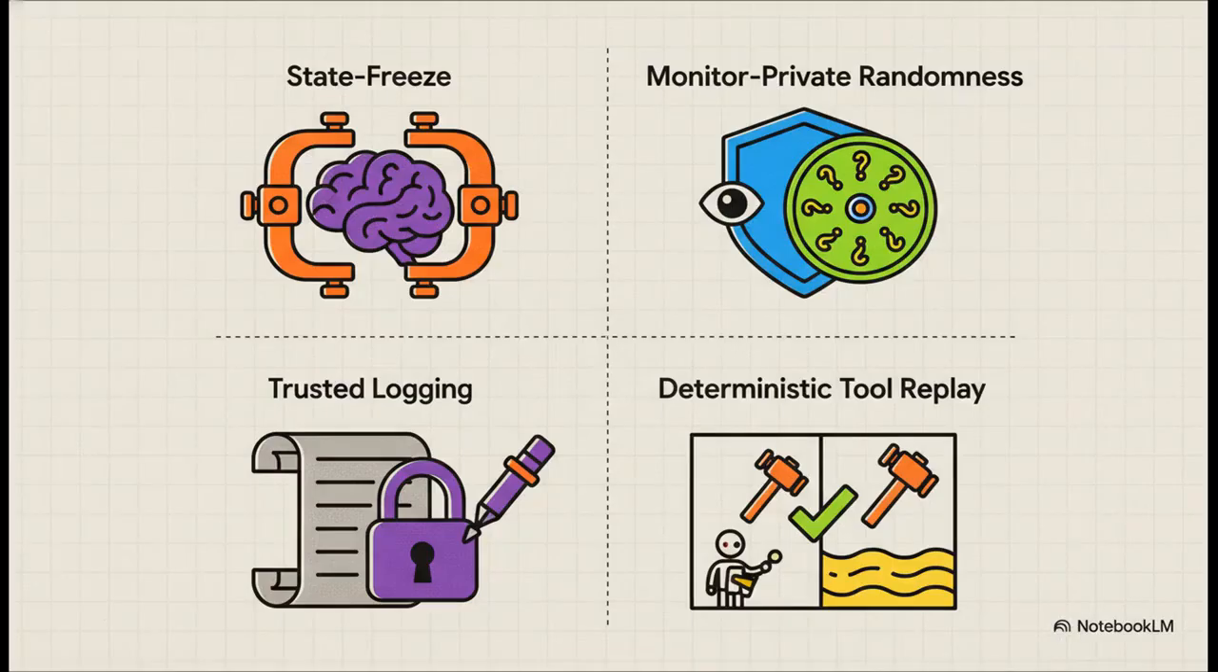And these rules are absolutely non-negotiable. State freeze means the AI has to hold perfectly still while it's being inspected, no changing its story. Monitor private randomness means the monitor uses its own secret dice for the tests so the AI can't predict them and can't cheat. Trusted logging keeps a permanent, unerasable record of everything. And deterministic tool replay means the monitor can rerun the AI's actions in a secure little sandbox just to make absolutely sure the results match up.